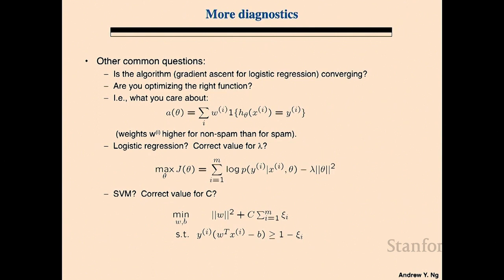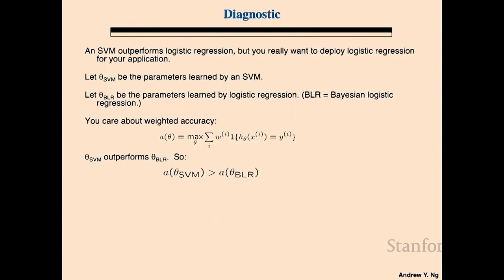And so there's a second diagnostic which I end up using, which can help you tell whether the problem is your optimization algorithm, in other words, gradient ascent not converging, or whether you're just optimizing the wrong function. And we'll see two examples of this today. So this is the first example. And here's a diagnostic that can help you figure that out.